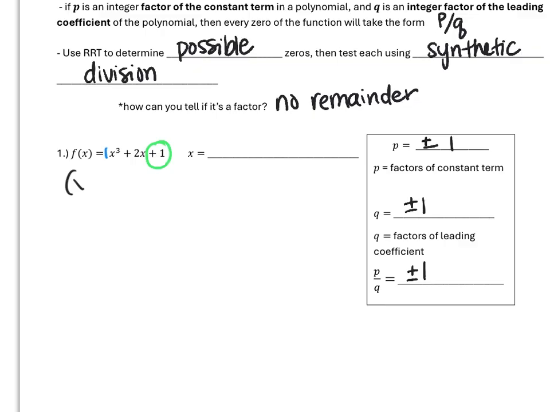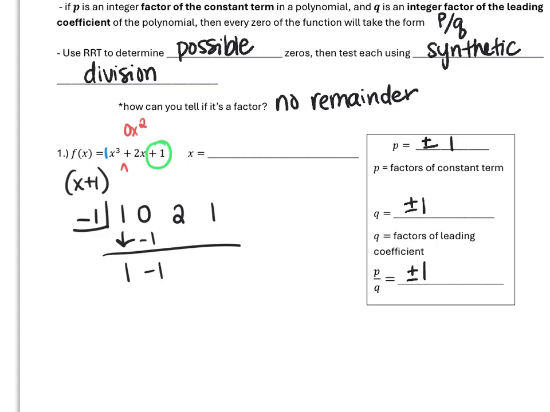So let's try the factor x plus 1. We'll set up our synthetic division. We take the opposite sign of the constant in the binomial, and then we set up our synthetic division. We are missing an x squared term, so we need to keep a 0 as a placeholder: 0x squared, 2x, 1. So we do our synthetic division with negative 1: negative 1 times negative 1, so 3, negative 3. We get a remainder, meaning this is not a factor.